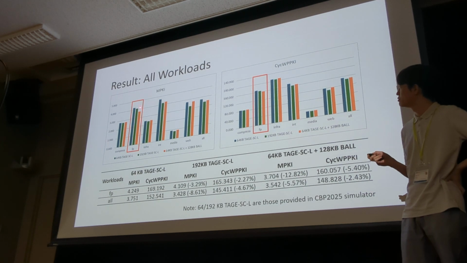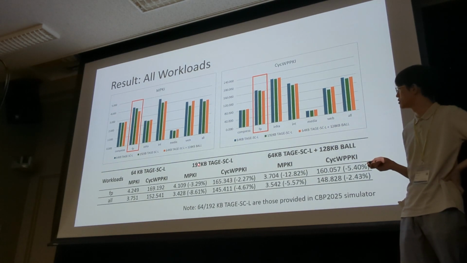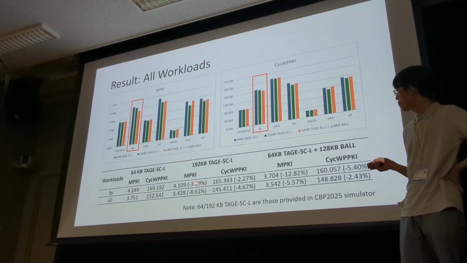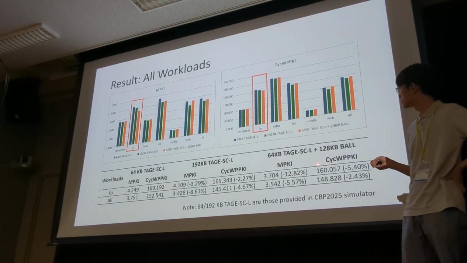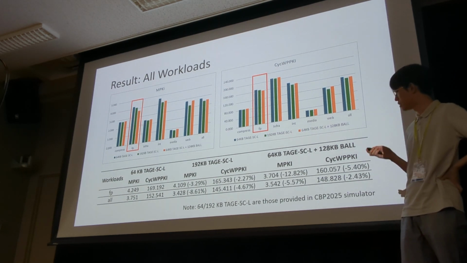However, in the floating point workloads, the combined TAGE and branch predictor shows more improvement than the same area TAGE-SC-L. It shows 9% more improvement on MPKI and 3% improvement on cycle run pass PKI.